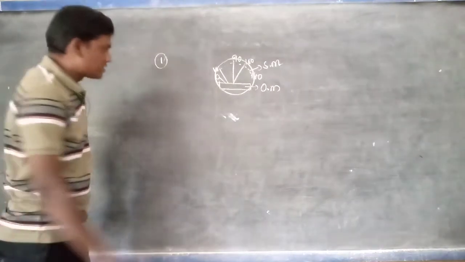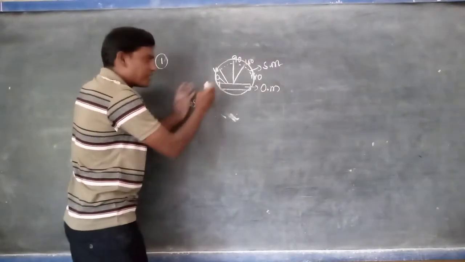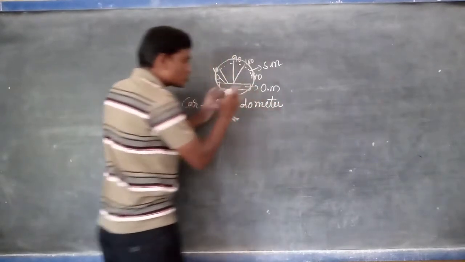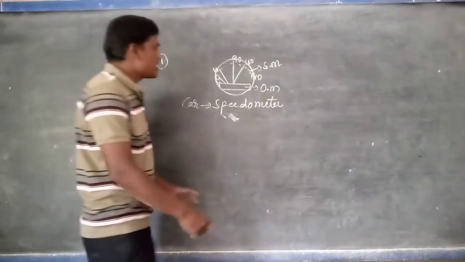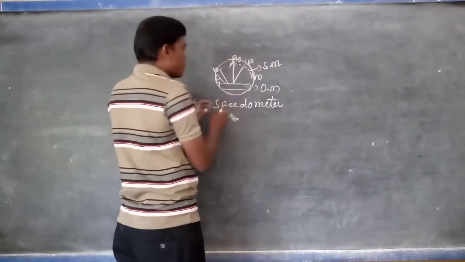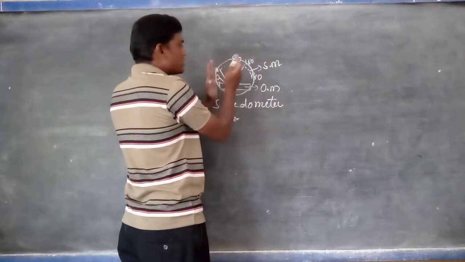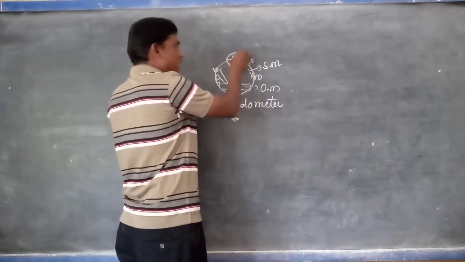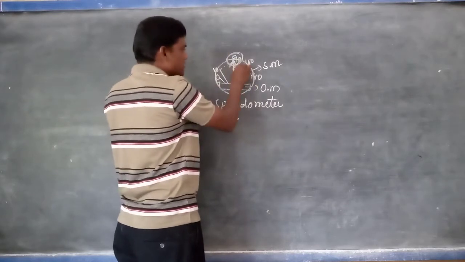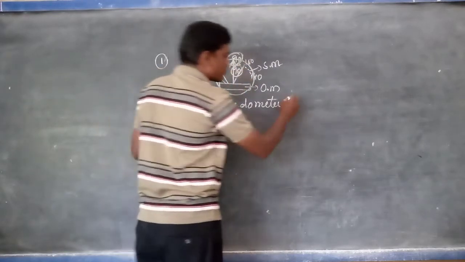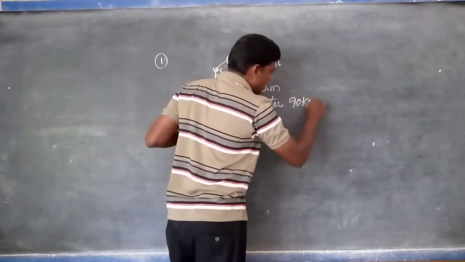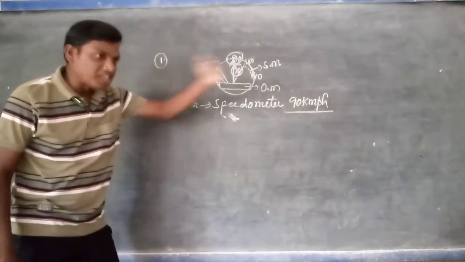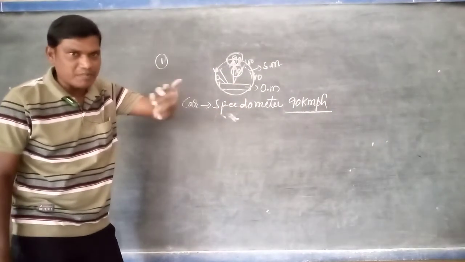So what is our question? A car speedometer is showing a constant reading. Constant reading means, for example, it is either digital or analog. In the analog, the needle is showing 90, or in the digital, it displays 90. What is the meaning of that? It means the car is moving at 90 km per hour. That is the meaning, according to the statement, for the entire journey.